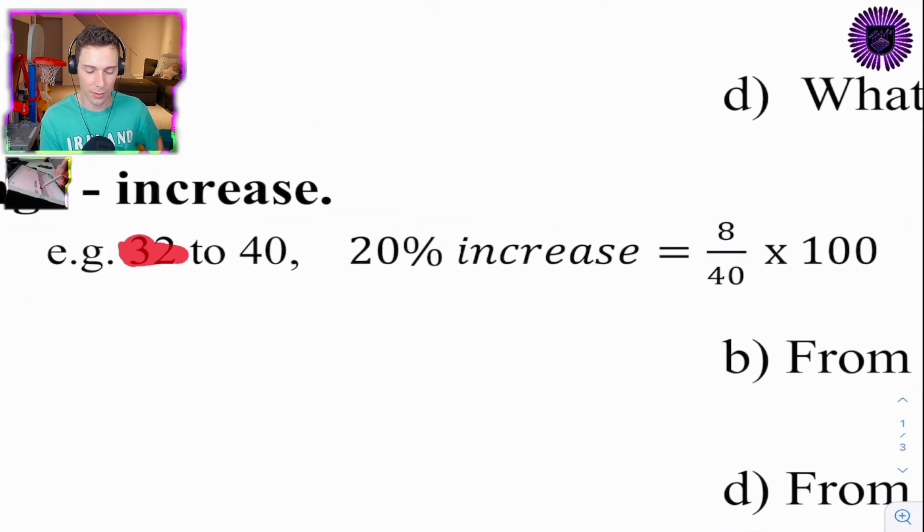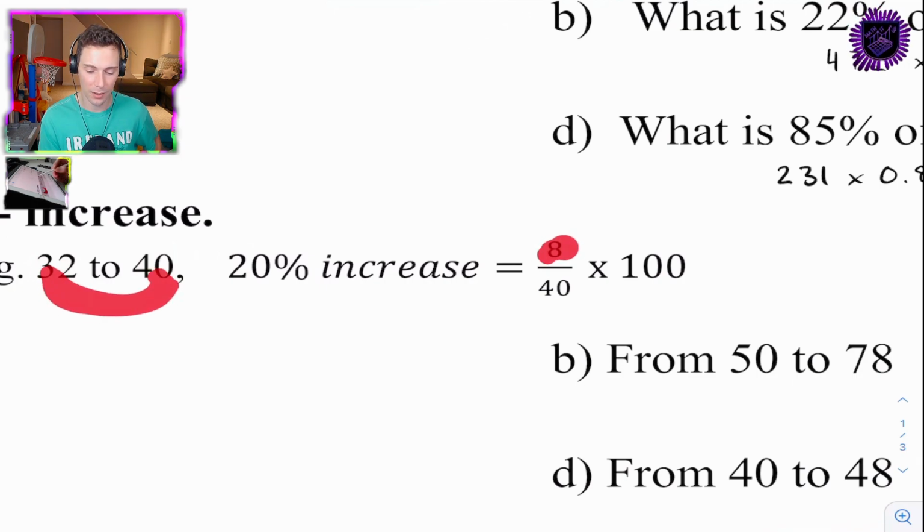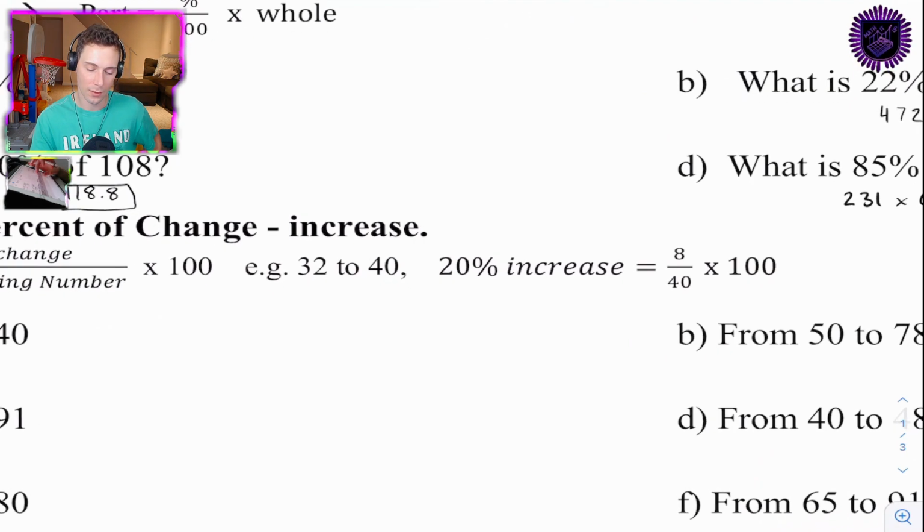We started at 32. We increased to 40. So the change was 8. 8 was the change, the difference between 32 and 40, divided by the ending point times 100. That's a typo, I think.